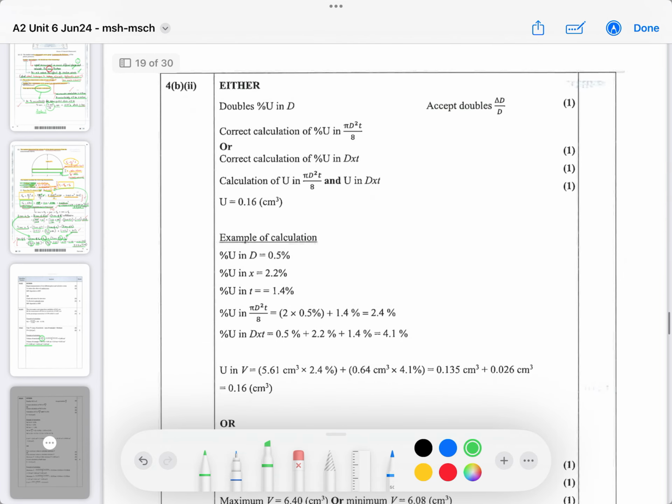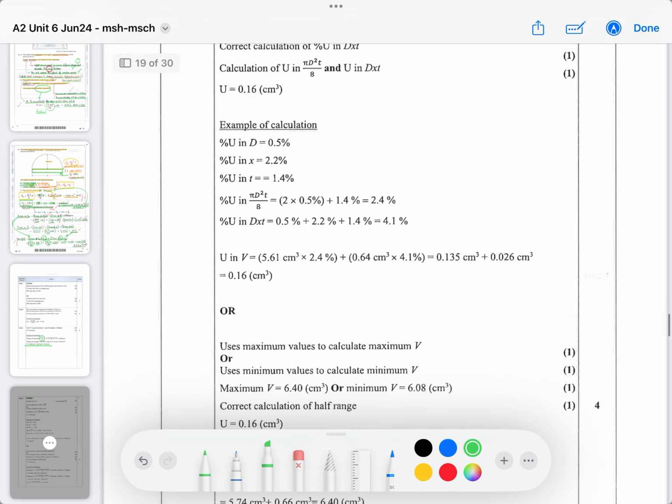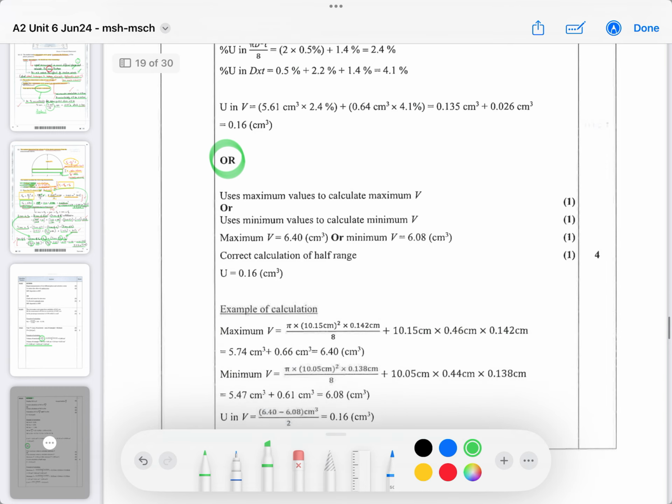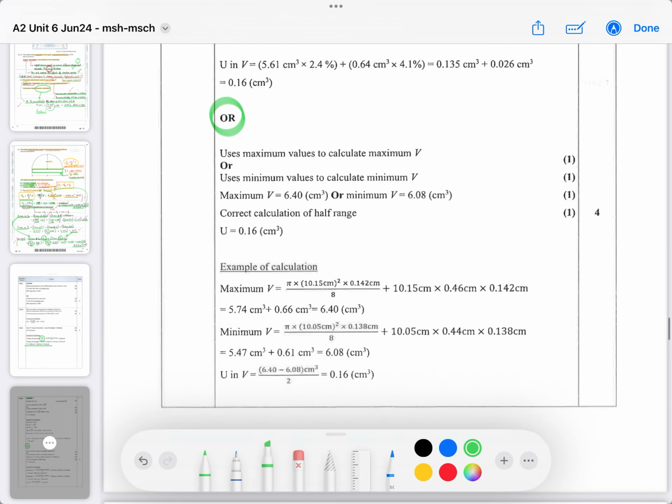For B2, you either use my method, and here's their example of the calculation, or you use an alternative method, which I'll let you decipher in your own time, so we don't make the video too long. Okay, so there's an alternative method. You can see which way you've done it. I prefer my method.